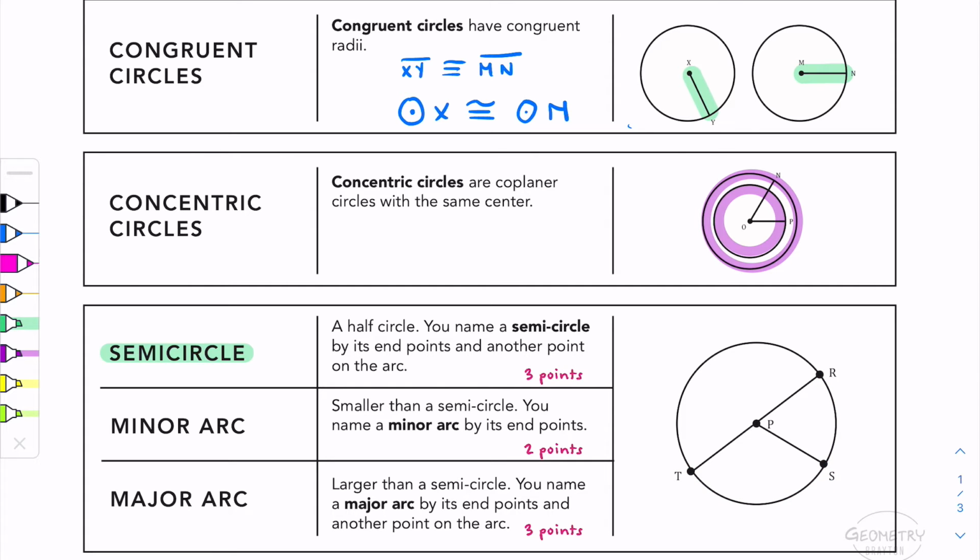So I'm going to name this semicircle as point T, S, and then R. The endpoints have to be the end of the name. So when I'm naming the semicircle, I'm naming it as T, S, R. And again, the endpoints are at the end, the extra point is in the middle. You also put an arc over the top of this. It is not a straight line, it is an arc.